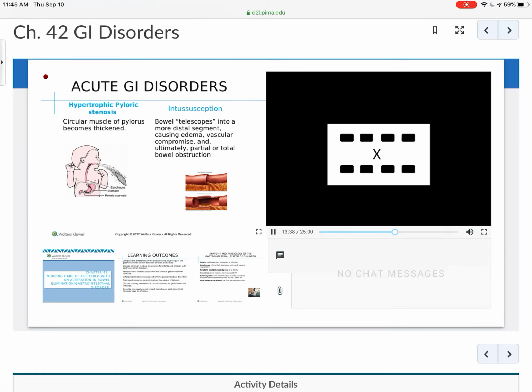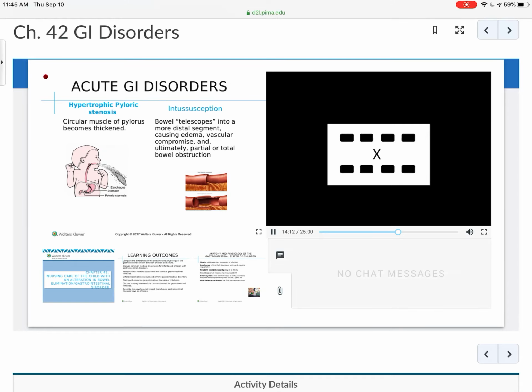But if we see a kid where we suspect intussusception, what we see is abdominal pain, drawing up their knees, vomiting, diarrhea, and then one of the classic signs is currant jelly stools. So currant jelly is like a strawberry jelly without any seeds in it. And so gross blood or Hemoccult positive stools. You can sometimes also feel where the bowel is telescoped on itself, a sausage-shaped mass.